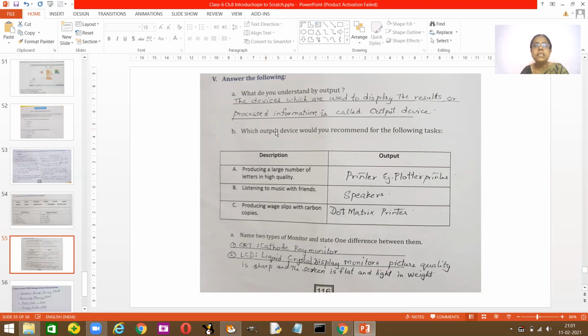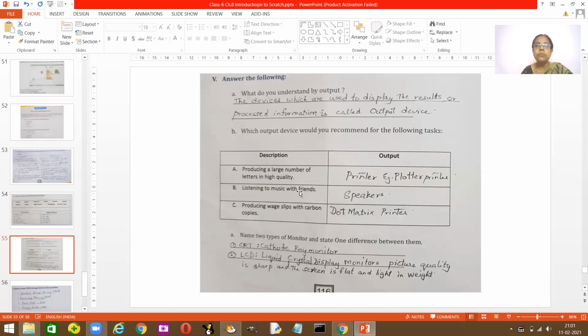The second question says, which output device would you recommend for the following task? Now, the tasks are given in the description. You will write the output. Producing a large number of letters in high quality. I want to make many letters and give them to all the people, like pamphlets. Then you use a printer. But what type of printer would be best for high quality letters? Plotter printer is the best.